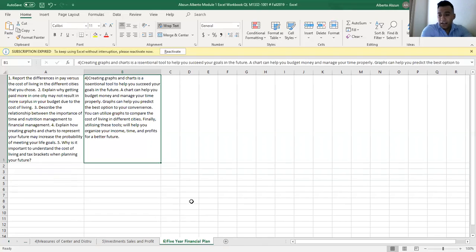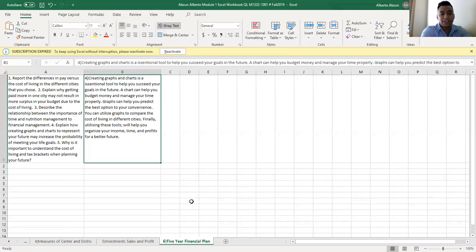This is our last topic, which was really amazing. I think it intrigued me to make some planning for my future as well. And it is a 5-year financial plan. So for question number 4, it says, explain how creating graphs and charts to represent your future may increase the probability of meeting your life goals.